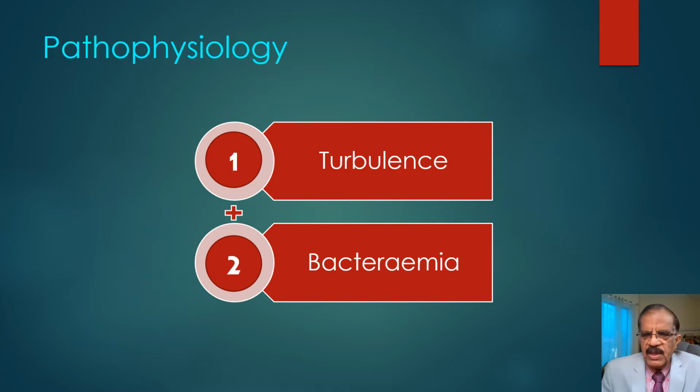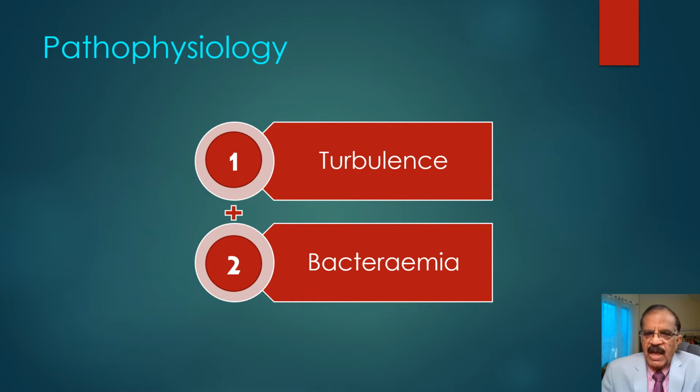The first one is turbulence. In a normal heart, there is no turbulence. Blood flows very smoothly because valves are wide enough to allow smooth flow, and there is no regurgitation. But if there is rheumatic heart disease, valvular heart disease, or congenital heart disease, there may be abnormal flow of blood from one chamber to another, causing a jet effect. That means blood is projected on a specific side, which may cause erosion of the endothelium. Once the endocardium or endothelium is eroded, that provides the raw surface where bacteria can settle.